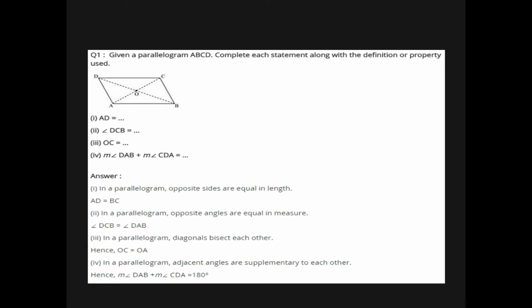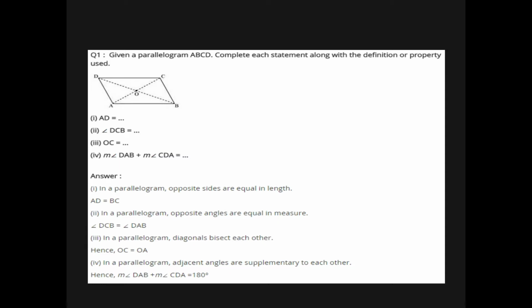Now see, in question number 1, what is given? AD is equal to BC, because by which property? Opposite sides of a parallelogram are equal to each other. Now angle DCB. Where is angle DCB? Here is angle DCB. This angle DCB is equal to angle DAB, by which property? Opposite angles are equal in a parallelogram.